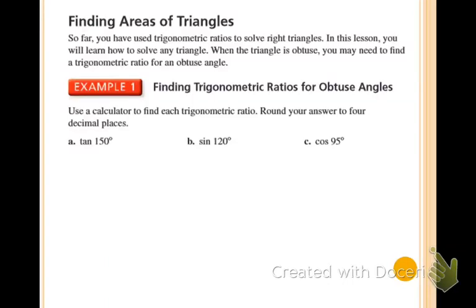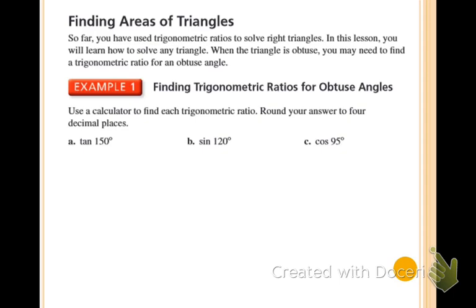So the area formula is similar to the regular area formula. Area equals 1/2 base times height. But before you do, these are some things you need to know how to do in your calculator. Use a calculator to find each trig ratio. So this is like normal.